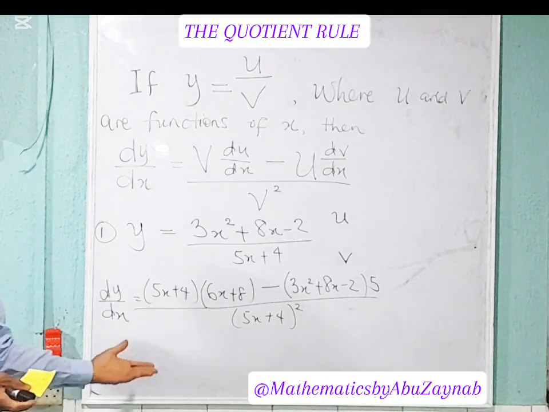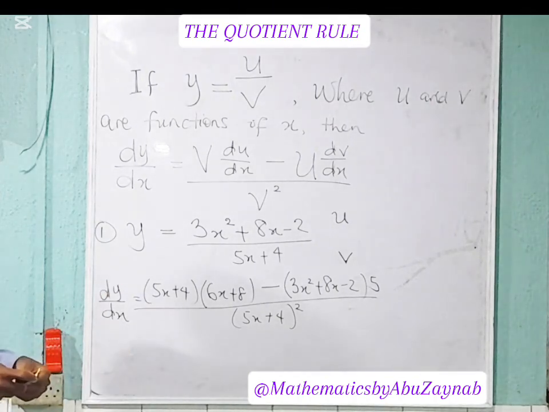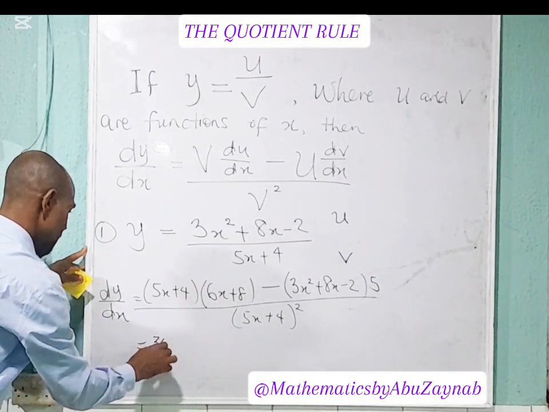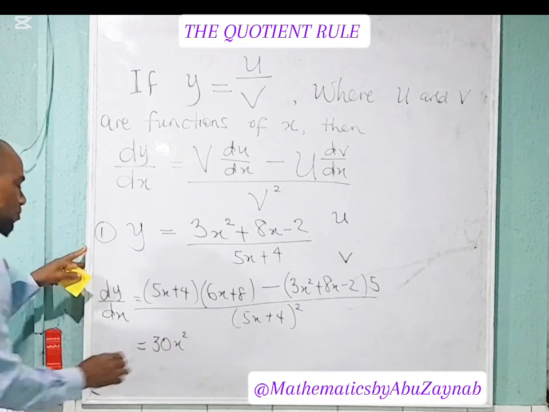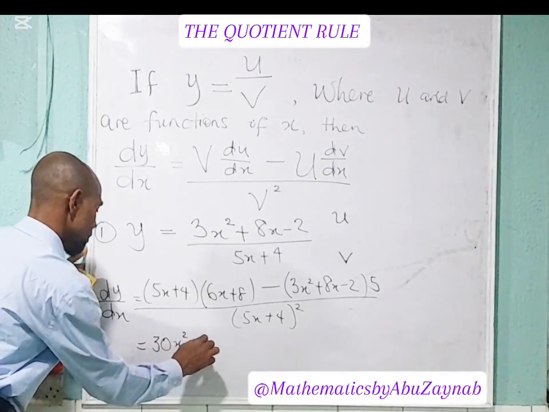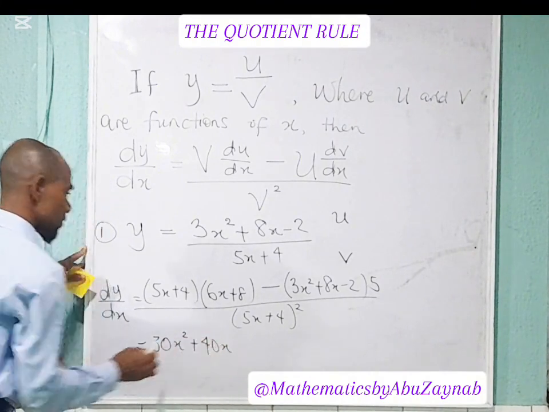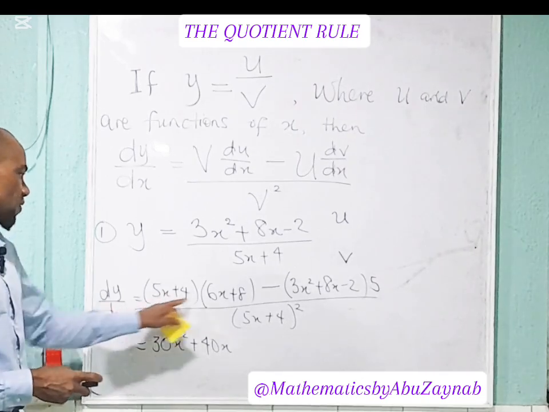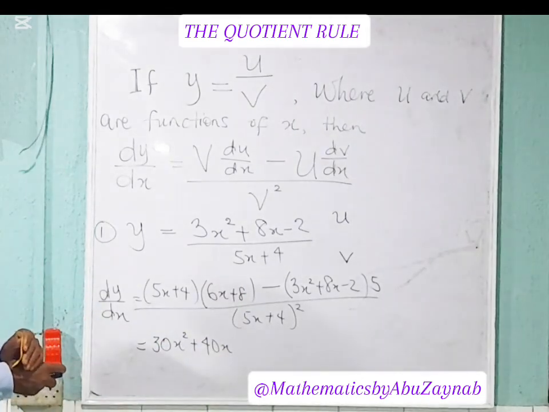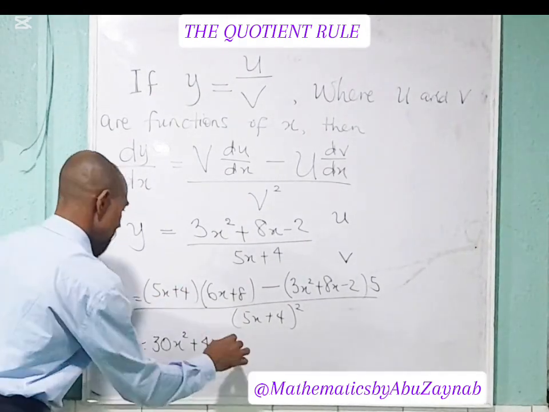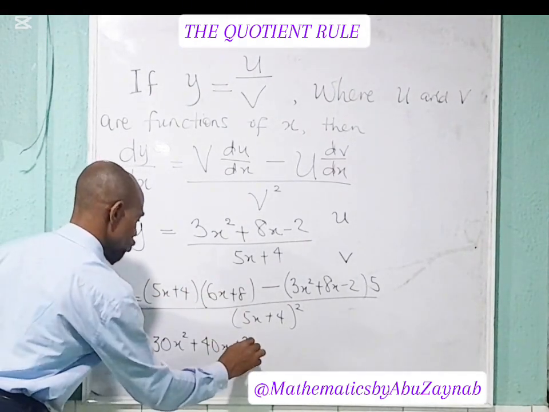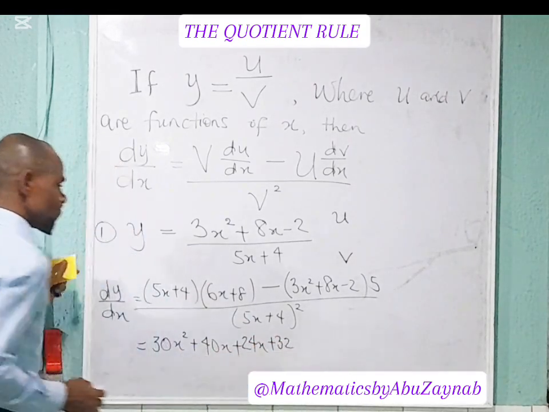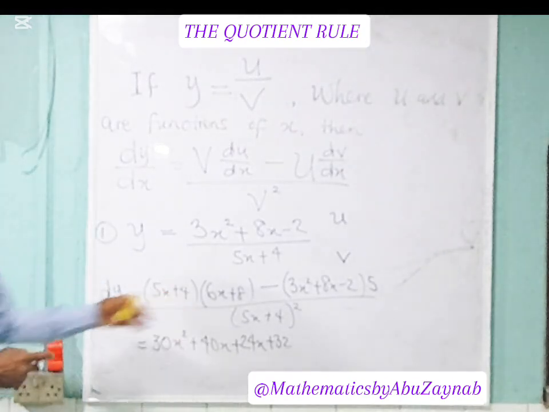And as a matter of fact, differentiation actually ends here as the topic. However, what follows is simply algebraic expansion. So let's go. We have what here? Opening the bracket, I'm going to have 30x squared plus 40x, that is 5x times 6x, 30x squared, 5x times 8, 40x. Then I'm having 4 times 6x, 24x, and 4 times 8 is 32. That's the expansion for the first product there.